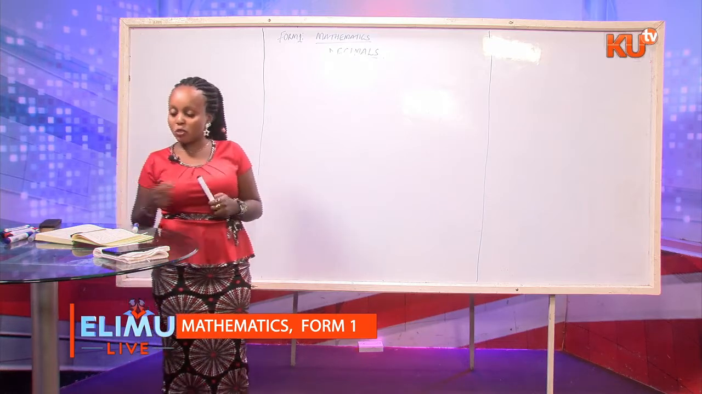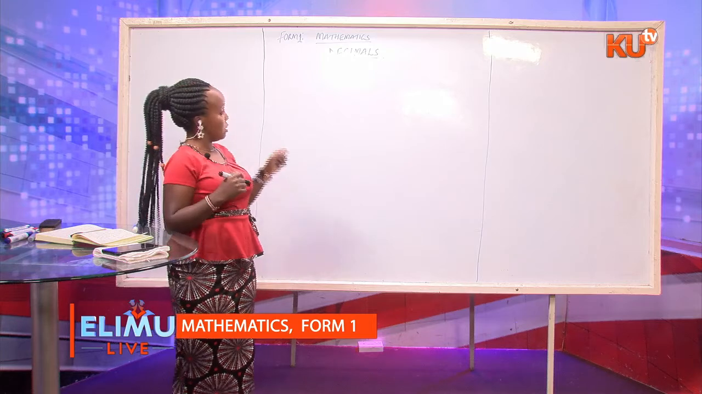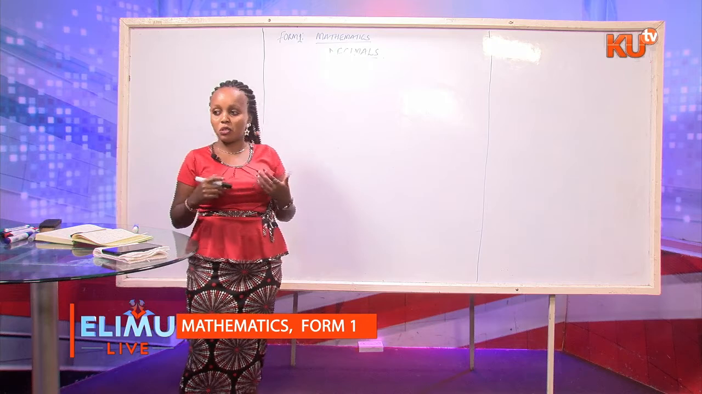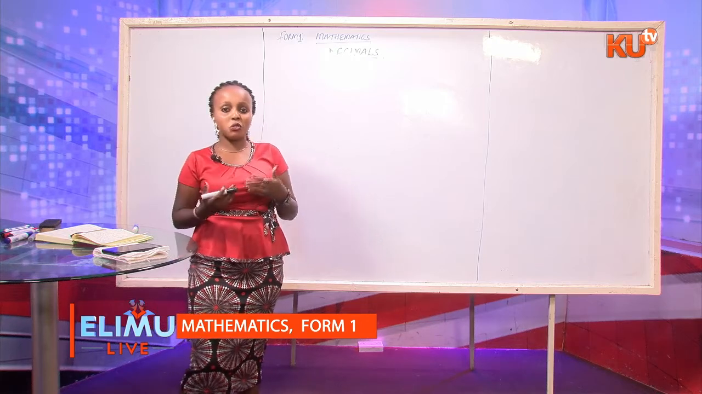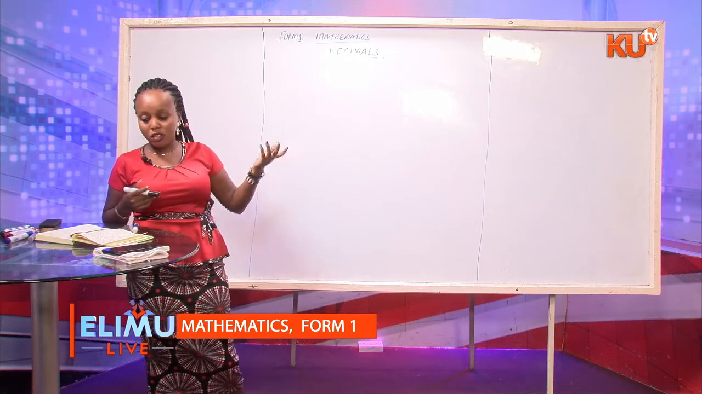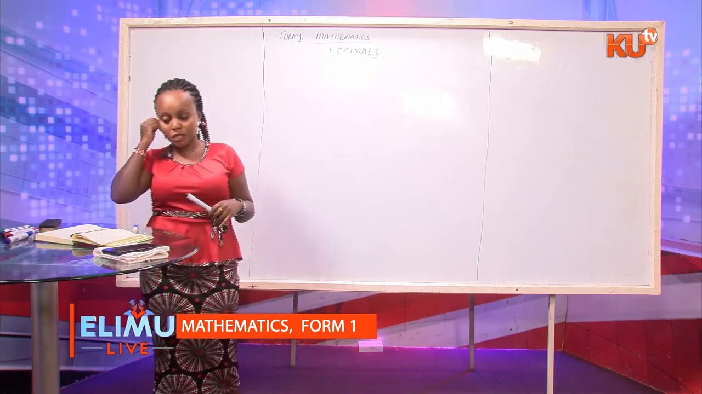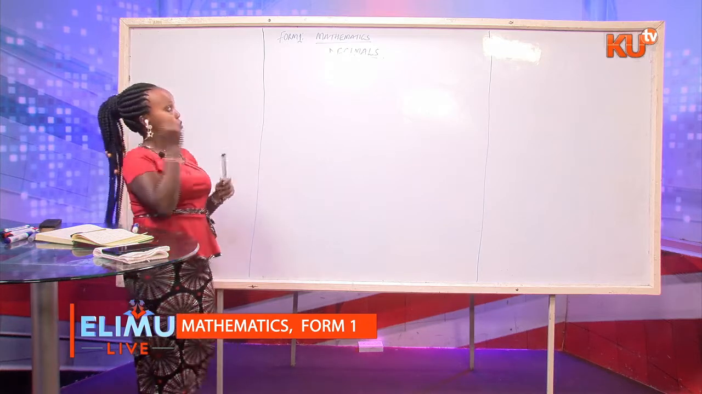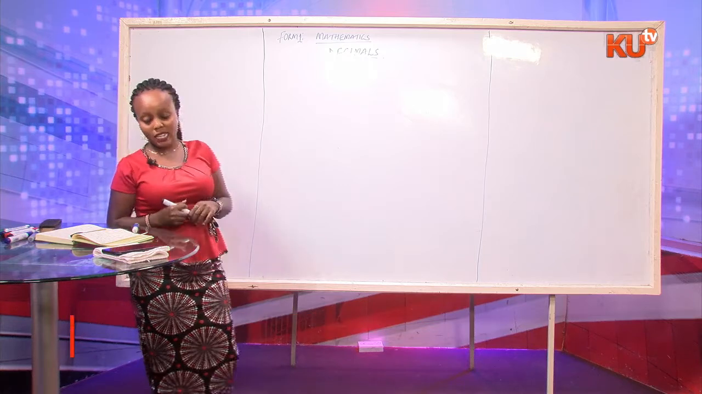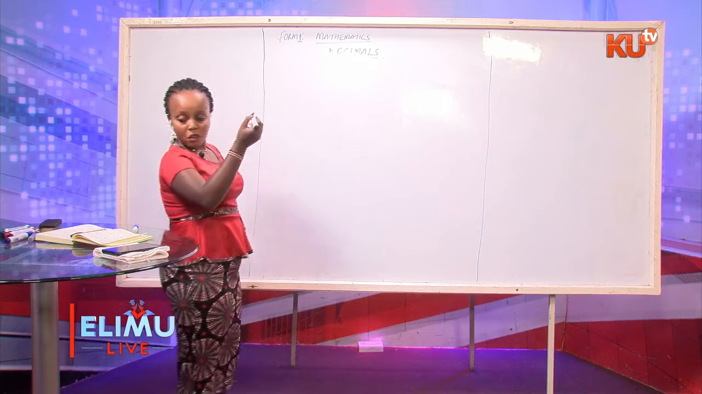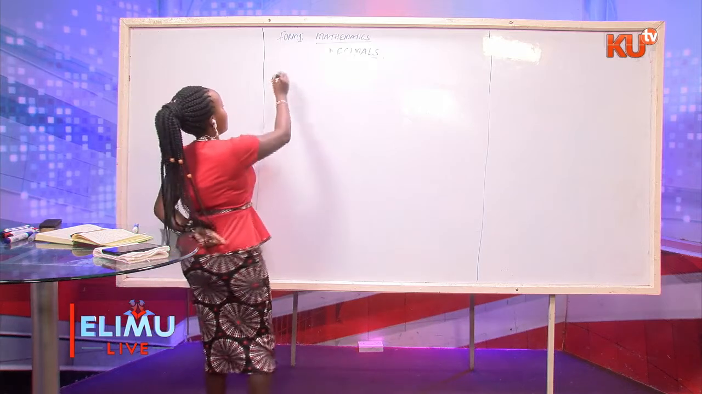The other one, we are going to look at rounding off the decimal numbers into specific decimal places. For example, you can be told to round off those decimals to 1, 2, or 3, even more decimal places. Then the other one, we're going to look at standard form, writing a number in standard form. And the last one, we're going to look at basic operations on decimals. So let us start with our first objective, which is converting fractions into decimals.